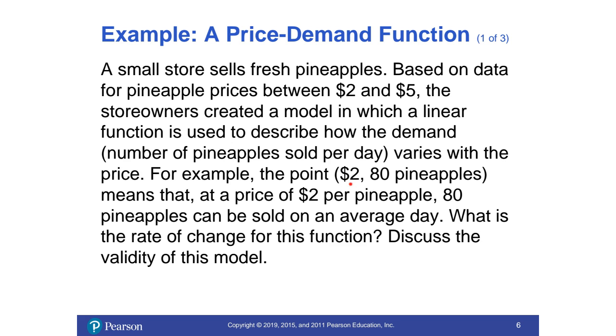That is $2 for the independent variable, 80 pineapples for the dependent variable. What that means is when they price them at $2, they sell 80 pineapples on average. Okay, and we want to figure out what is the rate of change for this function, and we'll talk about the validity. So on the next slide, we're going to get another point because remember, you always need 2 points to calculate slope.